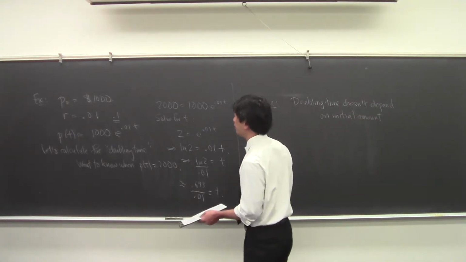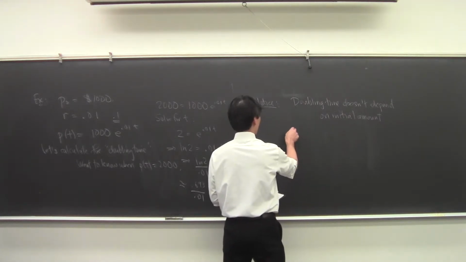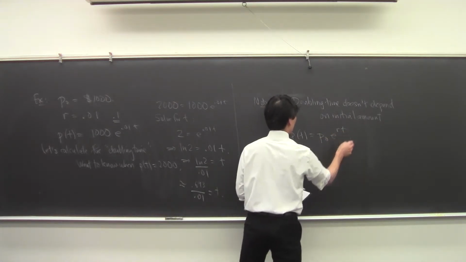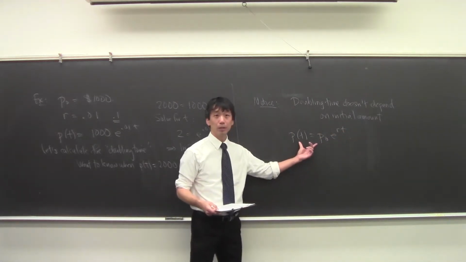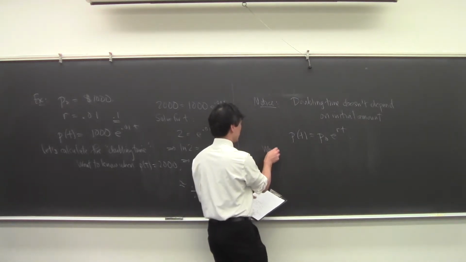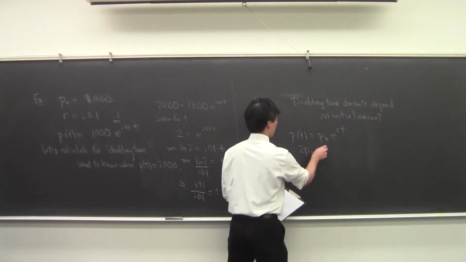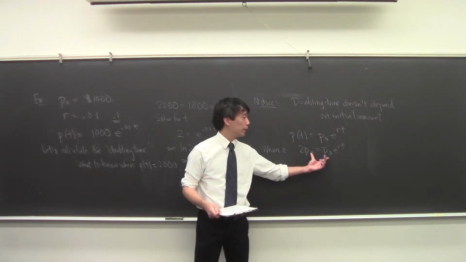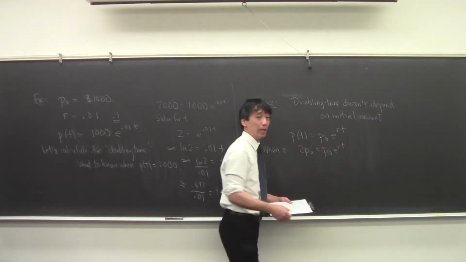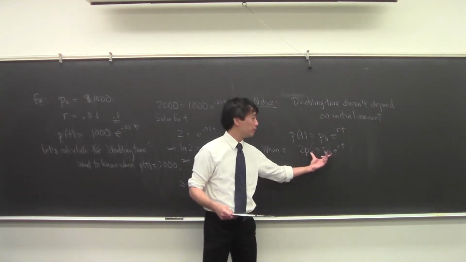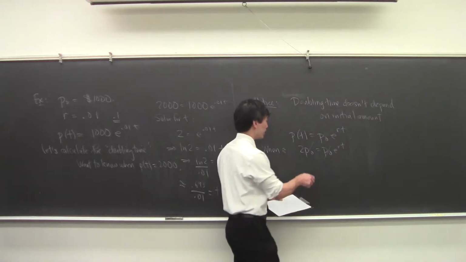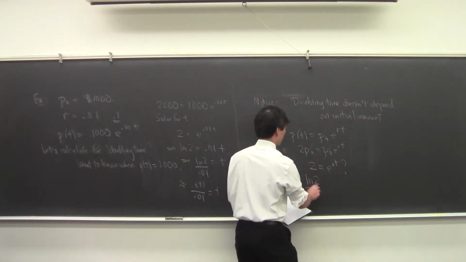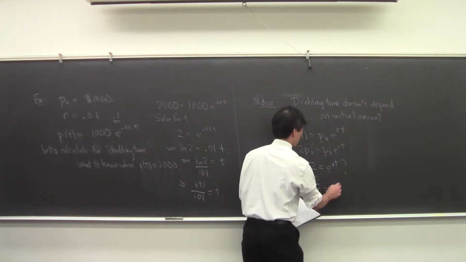Doubling time doesn't depend on the initial amount, right? Because your money, P of t being P naught e to the rt, you're asking when is 2 P naught equal P naught e to the rt. You're solving this equation for t. But the P naughts cancel out, they vanish from the equation. You're just asking when is 2 equal e to the rt, and that turns out to be natural log of 2 over r.